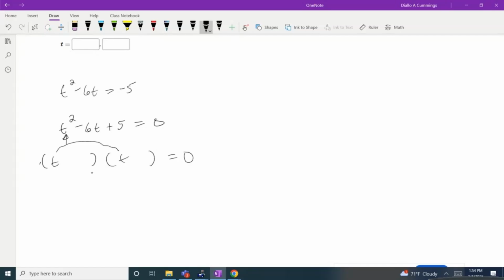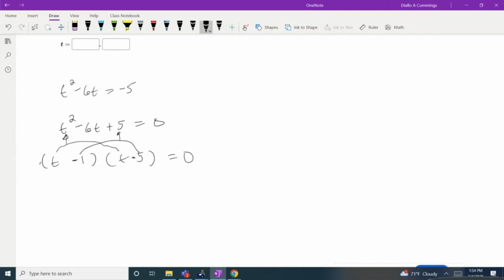In order to get positive 5, I'm going to put a negative 1 and a negative 5. I could also put a positive 1 and a positive 5. But the reason why I'm using a negative 1 and a negative 5 is because of the middle term.